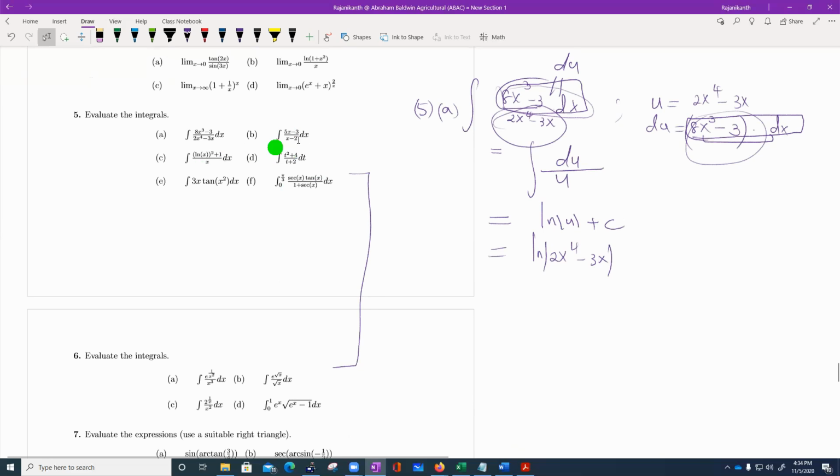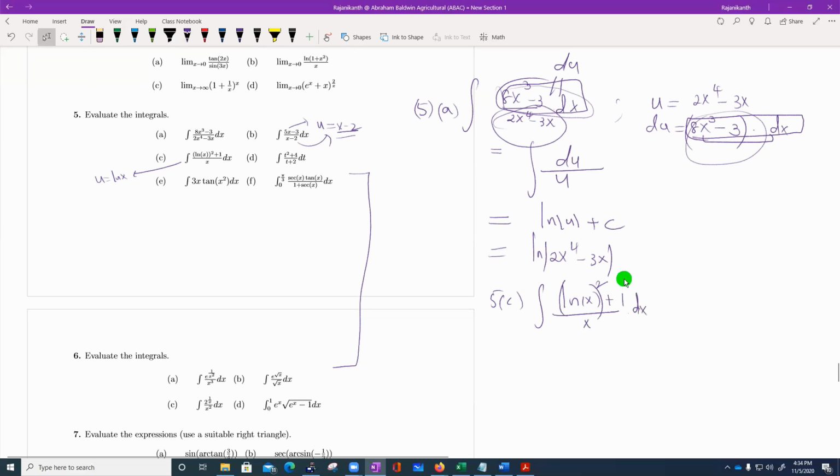So again, this is also u substitution. For this one, take u as the denominator, x minus 2. For number 3, take u as ln x. So let me work on that problem here, 5c. You have to take u as x minus 2, the denominator.